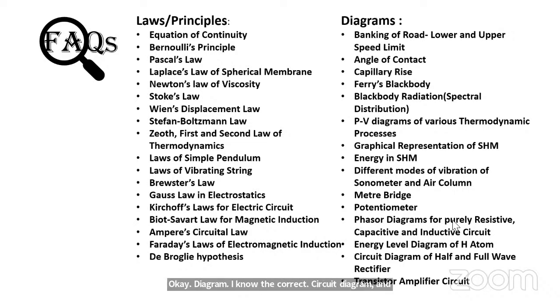Now the next part in my slide is phasor diagram for purely resistive, capacitive and inductive circuit. Now this part you will find in the chapter simple AC circuits. Alternating EMF applied to a pure resistor, capacitor or inductor. What are the corresponding circuit diagrams? And how either the current leads the EMF or the current lags behind the EMF in the respective circuits, or both EMF and current vary in phase in case of purely resistive circuit.